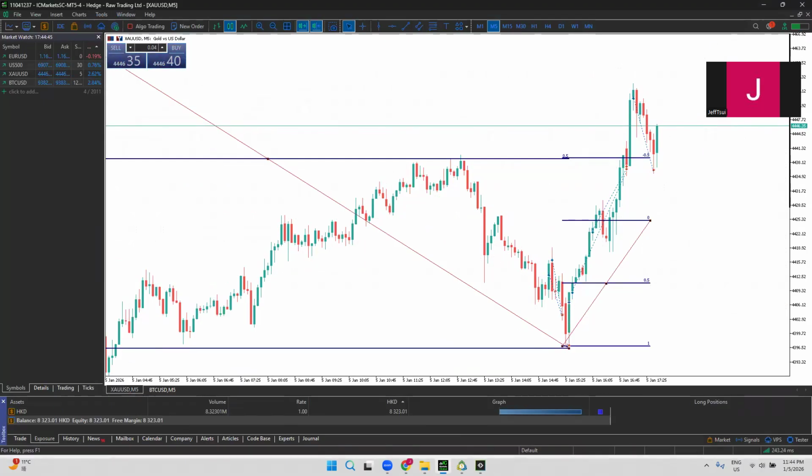It's really strong, I'll say. I'm willing to take another bet buying above this high. I think it's totally reasonable. It's a high probability buy setup for me.